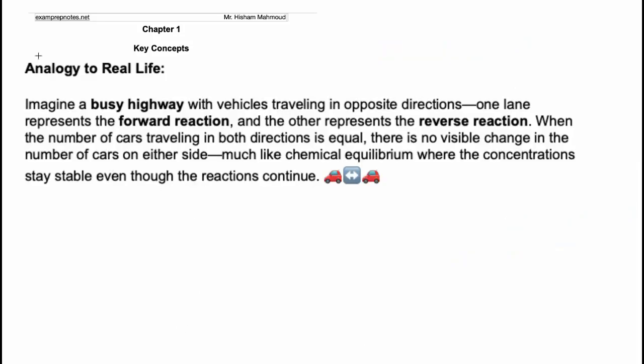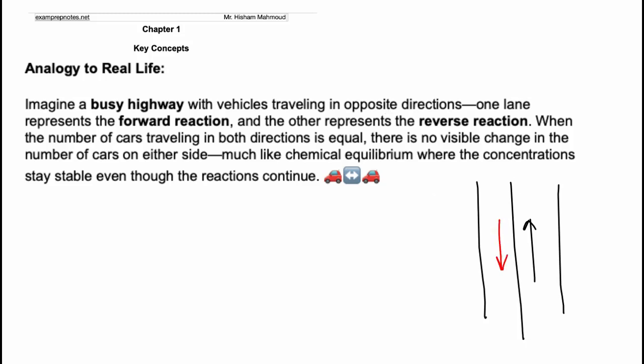So actually, to try to understand what equilibrium is, it's like a busy highway with vehicles traveling in opposite directions. One represents the forward direction and the other represents the reverse or backward direction. When the number of cars traveling in both directions is equal, there is no visible change. So if you have 10 cars moving in this direction and 10 cars moving in this direction, you will feel that the number is the same. If one of the cars leaves from here and it becomes 9 cars and moves to the other direction, then one of the cars will move here and become 10 in the other direction. So the number will still be fixed at 10 and 10.